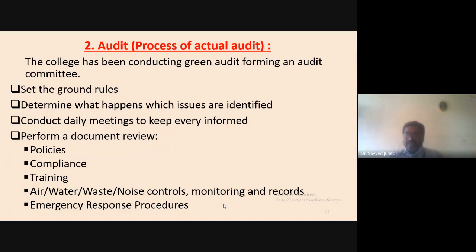In the academic year 22-23, we have to chalk out the plan: how many meetings were conducted in this academic year, the observation of plants, the identification of plants and their genera and species. Perform a document review. In this process, we create policies, complaints, and training records, for example for air, water, waste, noise control, monitoring devices, and records mentioned in the reports. Emergency response procedures are also mentioned. Next slide.